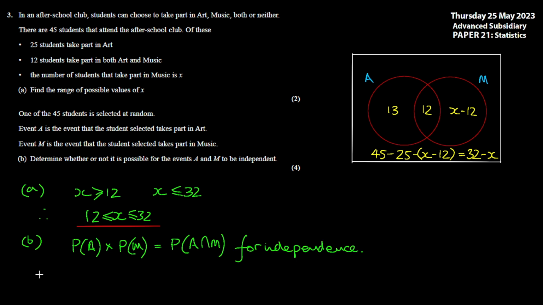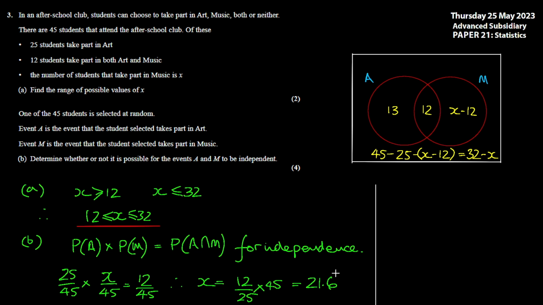This is for independence. So putting figures on this, the probability of a student taking art are these two numbers added together divided by 45. So this is 25 over 45 multiplied by the probability of M, which is X over 45, must equal the probability of being in this middle section that you study both art and music, which is 12 over 45. And if you multiply across, you get X is equal to 21.6.